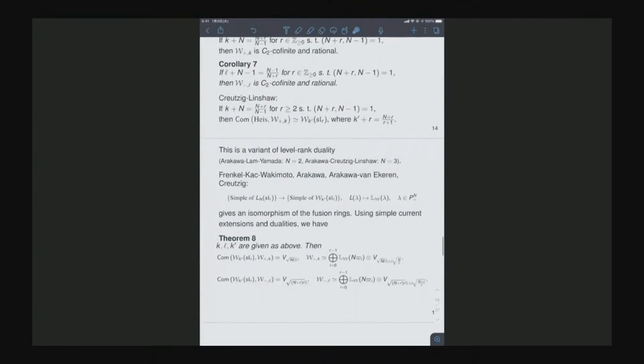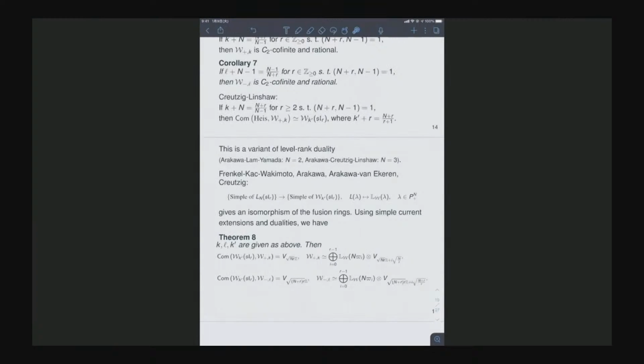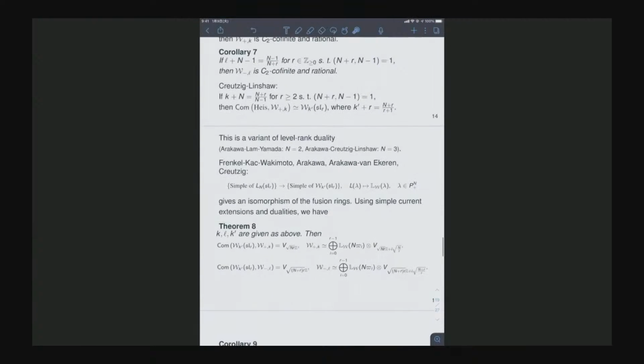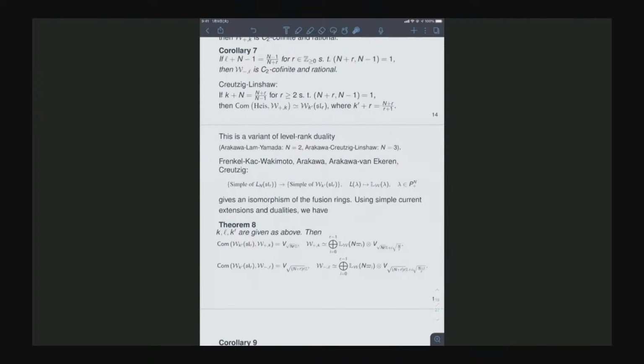And we introduce a notation thanks to Frenkel, Kac-Wakimoto, Arakawa, and Arakawa, van Ekeren, and Creutzig. There is some nice correspondence between simple modules of affine sl_r and the simple modules of principal W-algebra of sl_r. We denote by this correspondence L_λ and L^W_λ. And they prove that there exists a one-to-one correspondence between simple to simple, simple of affine to simple of principal W-algebra. And this induces isomorphism of fusion rings.